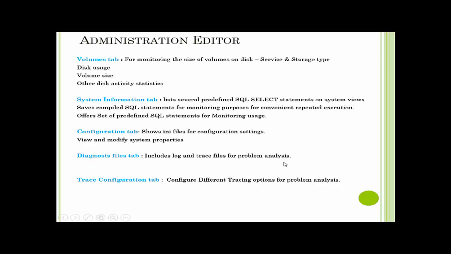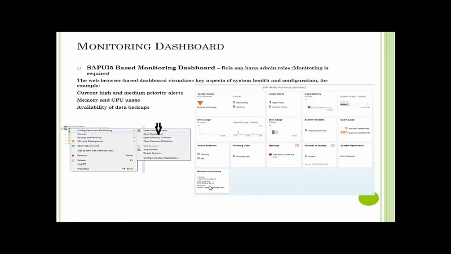No doubt logs are generated by default with the activities in the database, but for different tracing apart from the database trace, we need to enable the tracing, and the appropriate traces get accumulated in the diagnosis files tab for analysis. And trace configuration, as explained, is used to configure different tracing options for problem analysis. And that was about the different tabs available in HANA Studio for problem analysis and performance measurement.